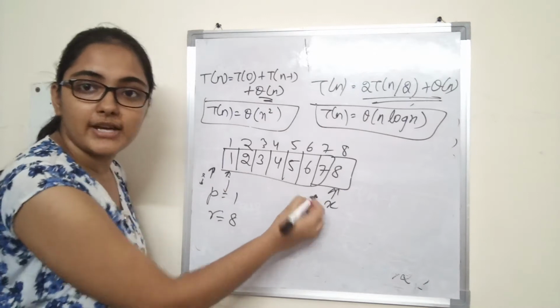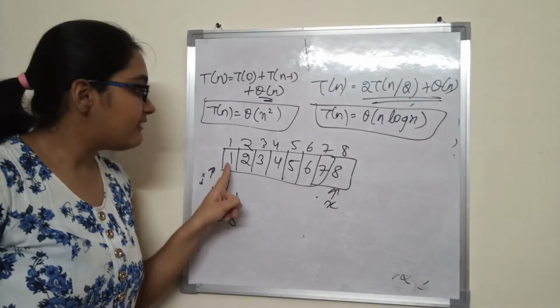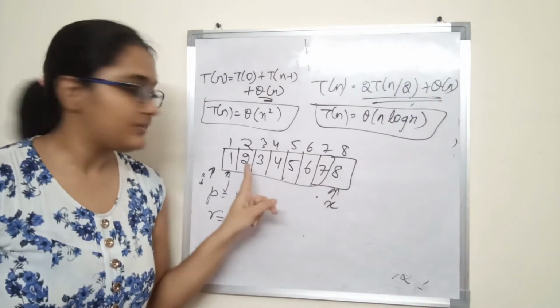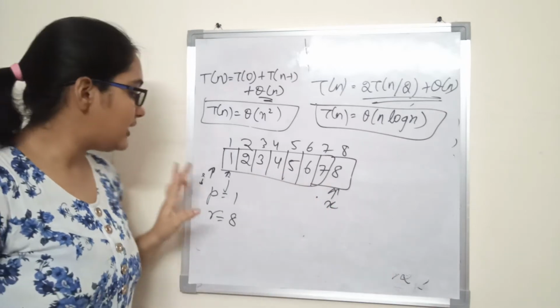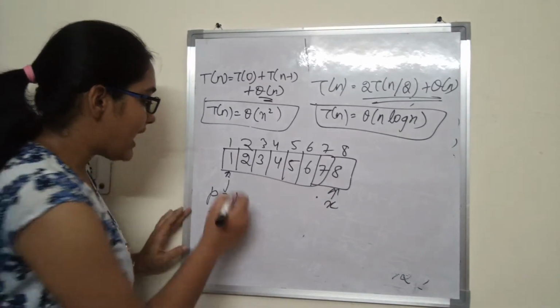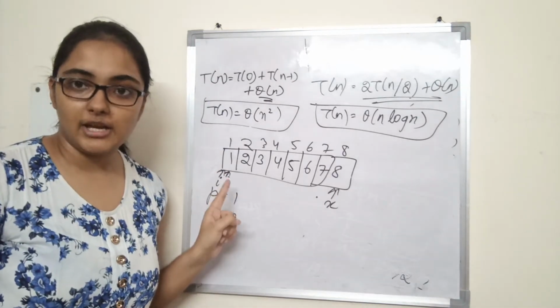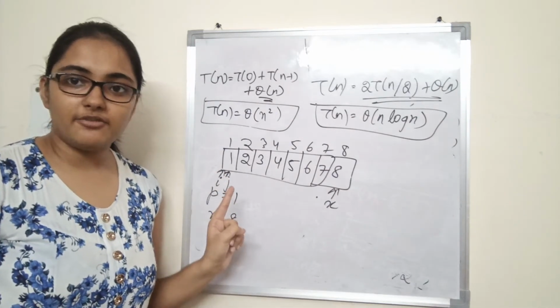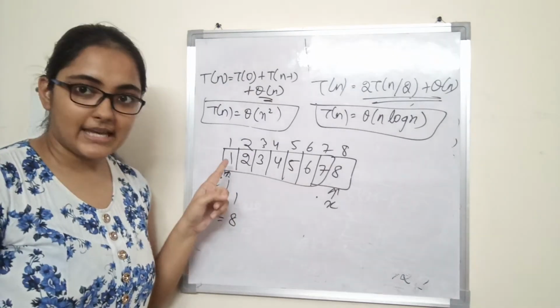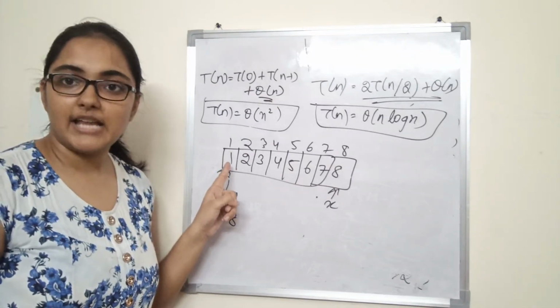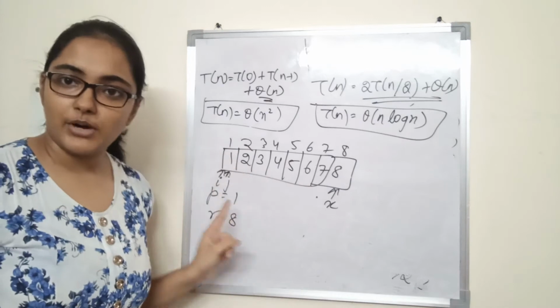So what will it do? It will check if 1 is less than or equal to 8. Is 1 less than or equal to 8? True. What will it do? It will increment i. Now i and j both point to the same element, and then it will exchange a of i with a of j. Now what will be the result of it? Since i and j both point to the same element, nothing will happen. Why? Because 1 is exchanged with 1 itself.